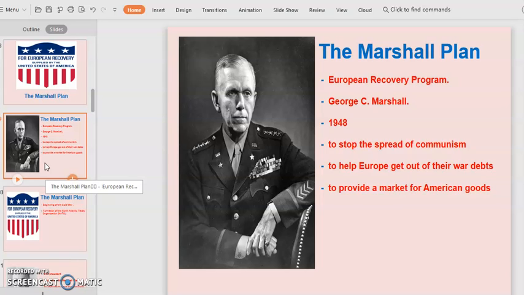The brainchild of US Secretary of State George C. Marshall, for whom it was named, it was crafted as a four-year plan to reconstruct cities, industries, and infrastructure heavily damaged during the war, and to remove trade barriers between European neighbors, as well as foster commerce between those countries and the United States. The Marshall Plan also aimed to stop the spread of communism, to help Europe get out of their war debts, and to provide a market for American goods.